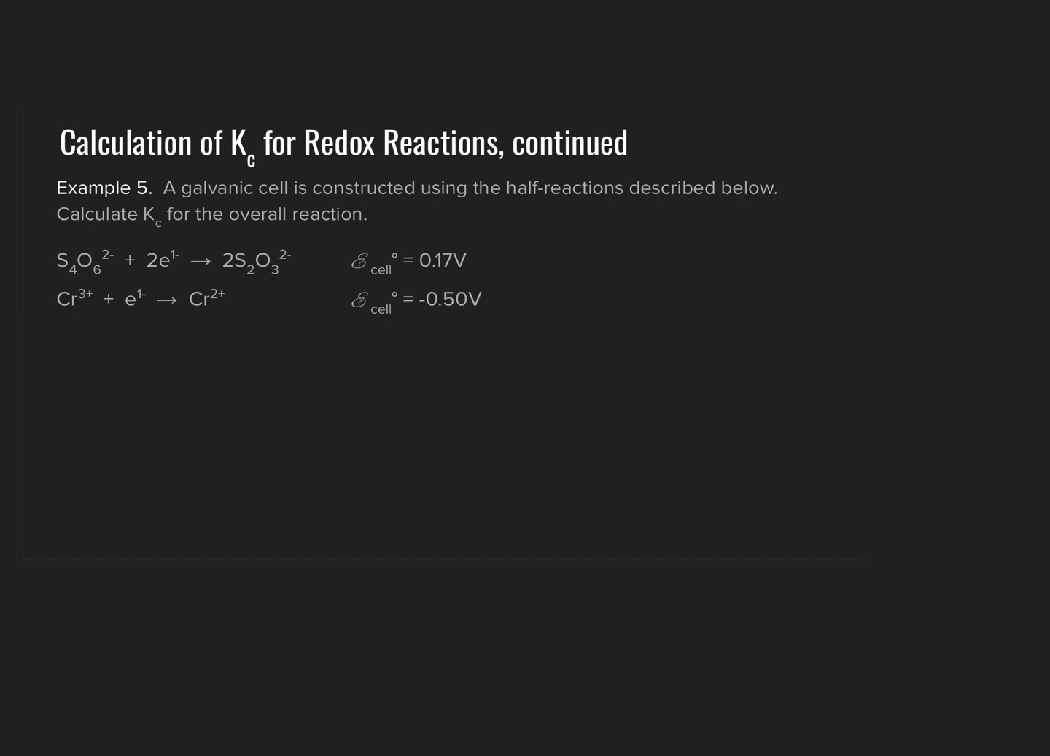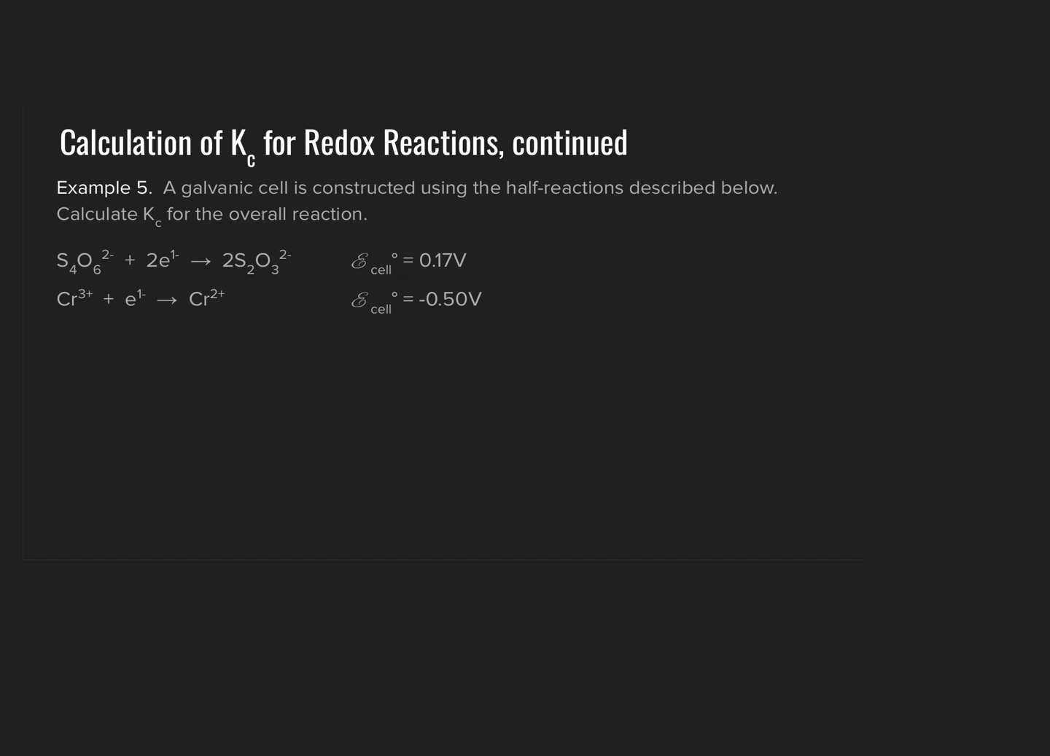Those half reactions are: number one, we're going to be taking the ion S4O6 2- and add 2 electrons to that in a reduction in order to form 2 S2O3 2-, that is thiosulfate ions with a -2 charge. The operating cell potential for this half cell is 0.17 volts under standard conditions.